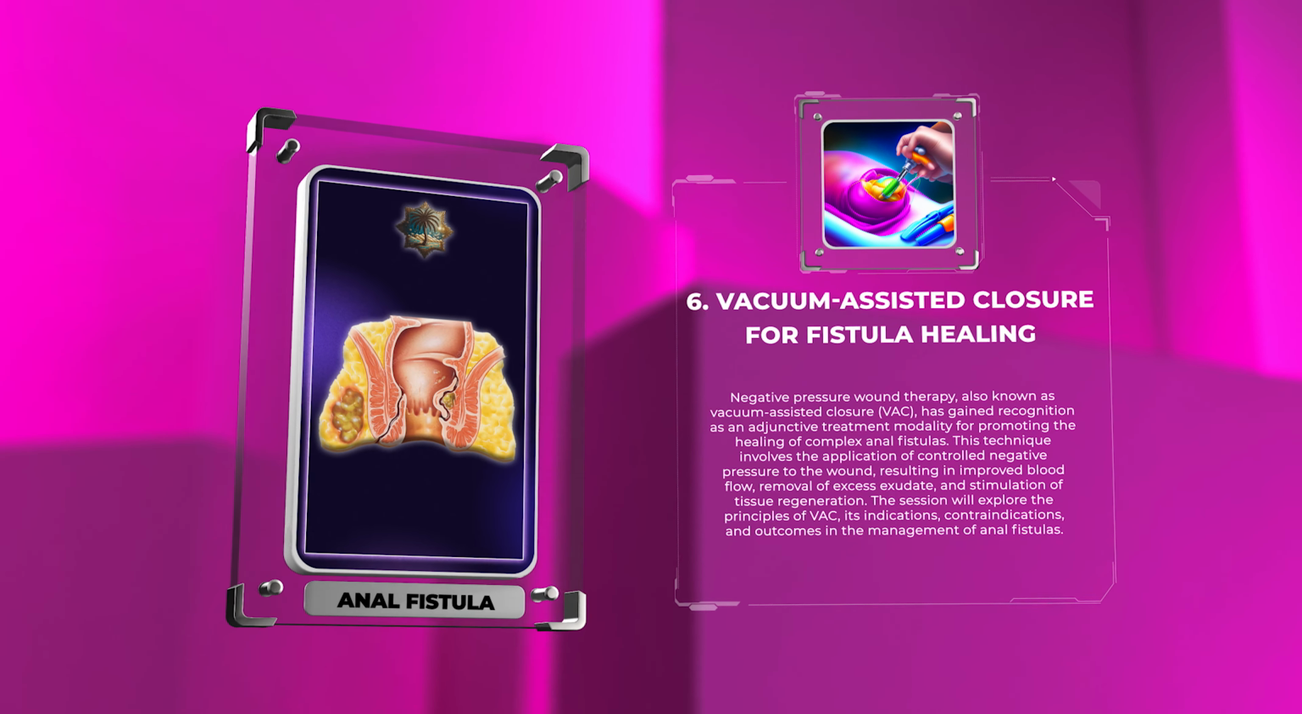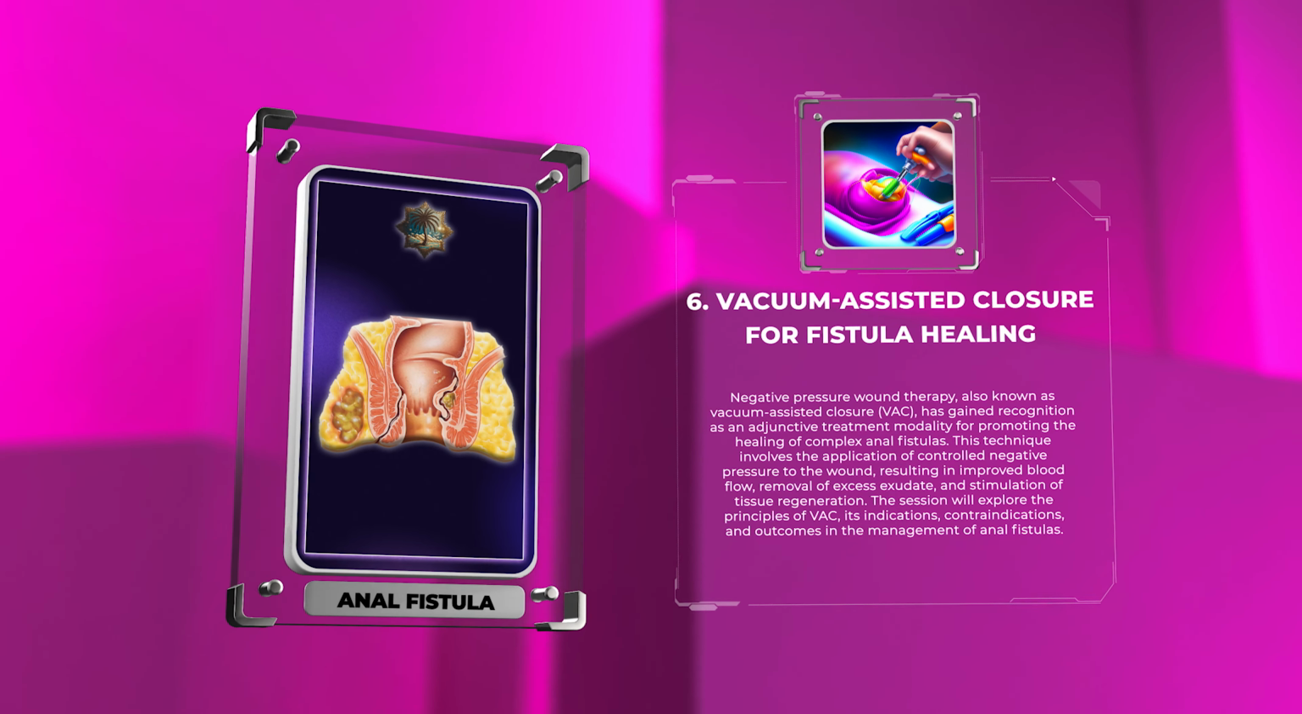MRI and CT scans are important tools in assessing complicated anal fistulas, providing detailed anatomical information for preoperative planning. They can identify abscesses, sphincter involvement, extensions, and associated bowel disorders. This session will cover protocol considerations, interpreting findings, and their impact on treatment decisions.